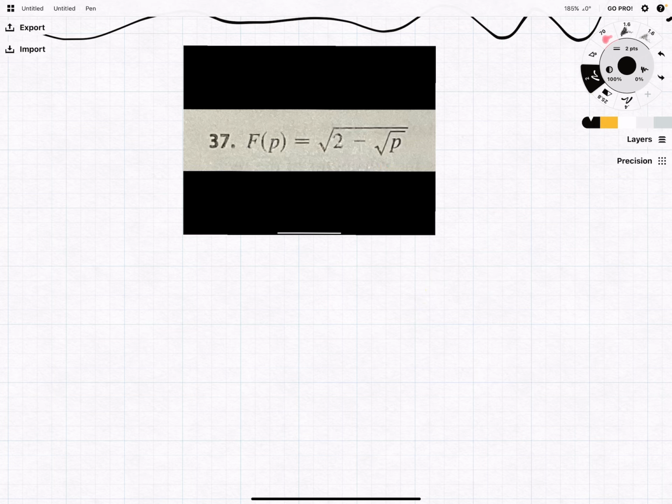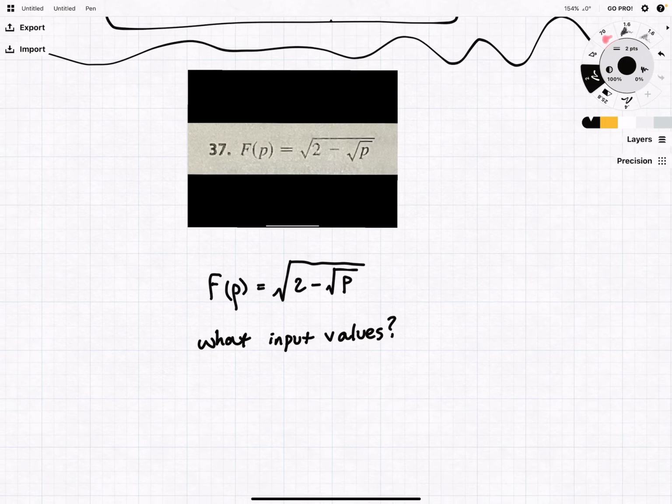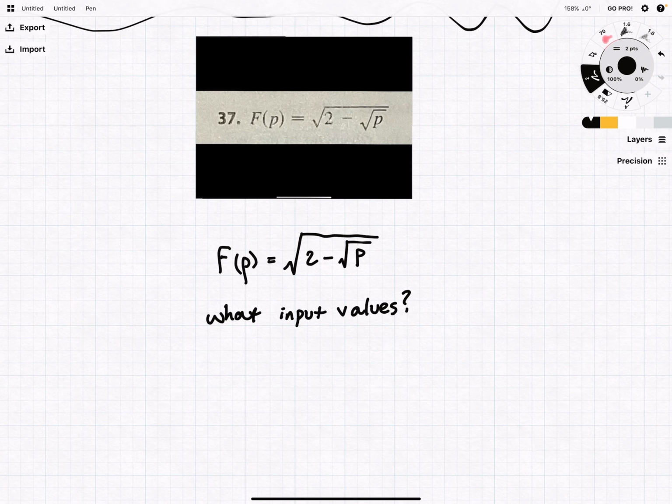But that's okay. It's not quite as complicated as it looks. We just need to break it down to more simple components. So let's write this again. We have f of p equals the square root of 2 minus the square root of p. And what we need to know is what input values that we can have that will give us some output. That's what the domain is: what can we put into the function and get some normal output.